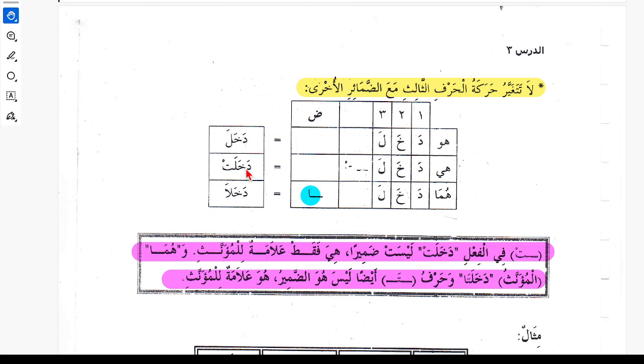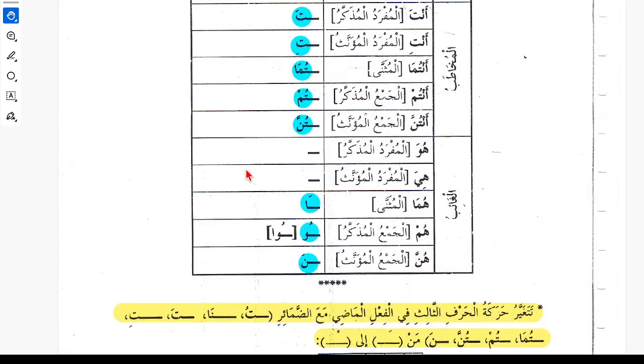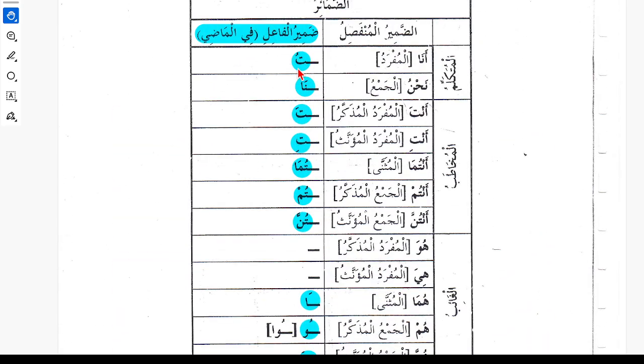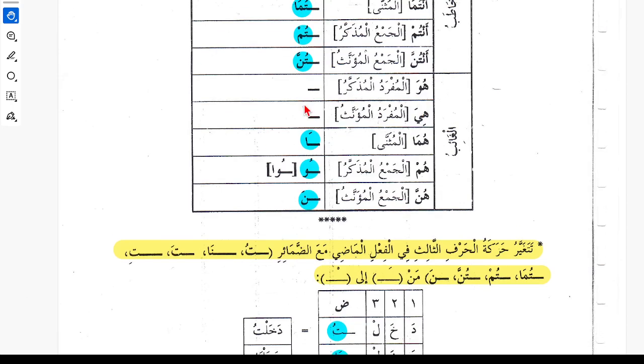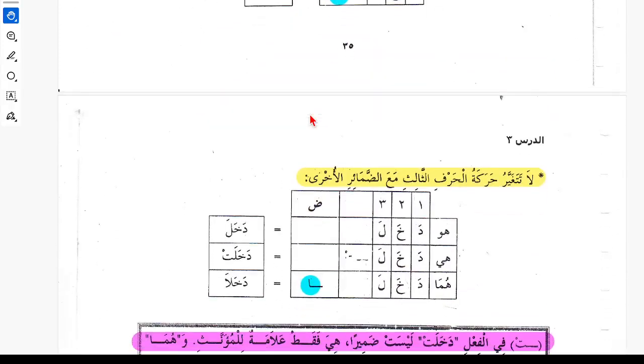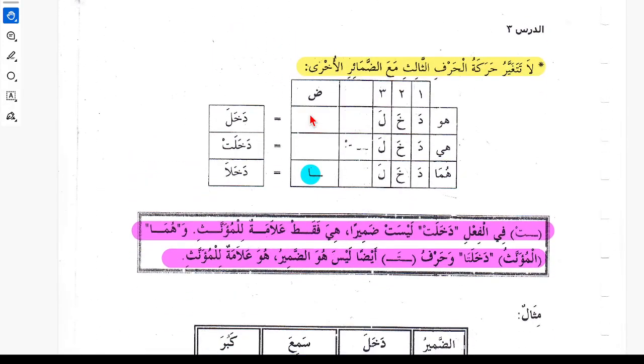laysat damiran, is not a pronoun, like what I have marked here with the turquoise sign or a blue sign, not purple. Those colors mark the pronouns, but in the case of here there is no pronoun. If you see here dakhalat, this ta is just showing that this is a feminine. This ta is not a pronoun. This is what is mentioned here.